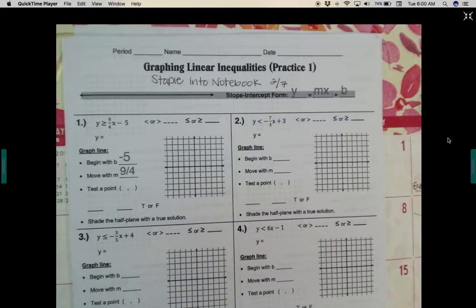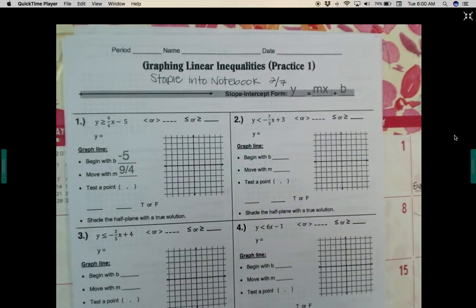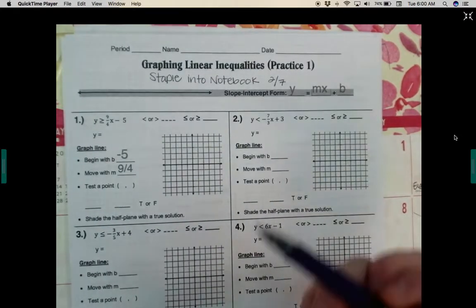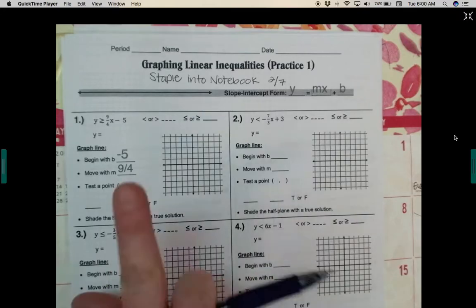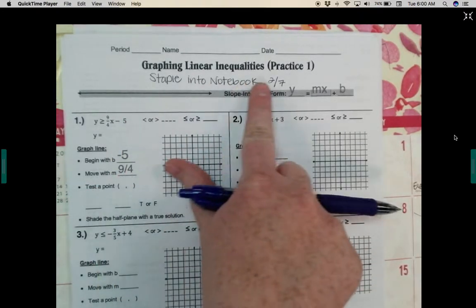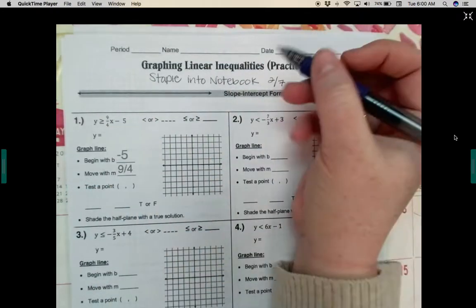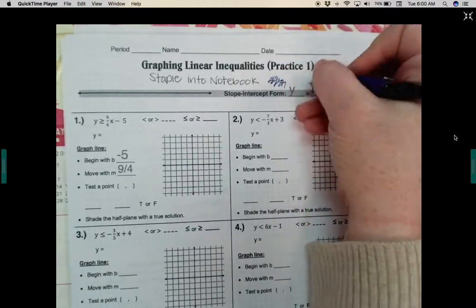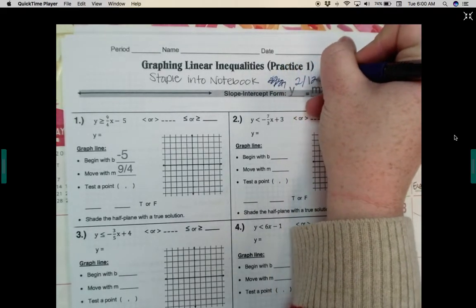So we're going to work on graphing linear inequalities today, not even systems yet. We're going to practice this for a couple of days, and then we'll start working on systems of linear inequalities. You should have this paper and be on this side, the one that says staple into your notebook, February 7th. Obviously, it's not February 7th, it's February 12th.